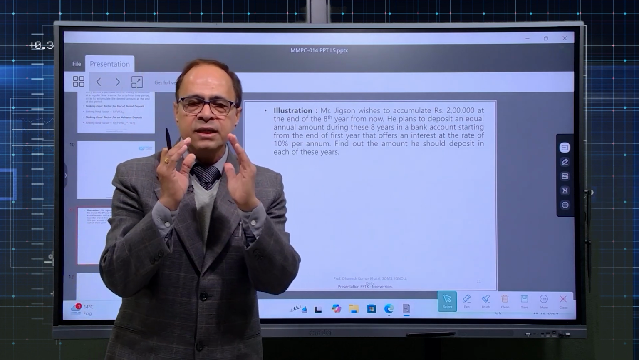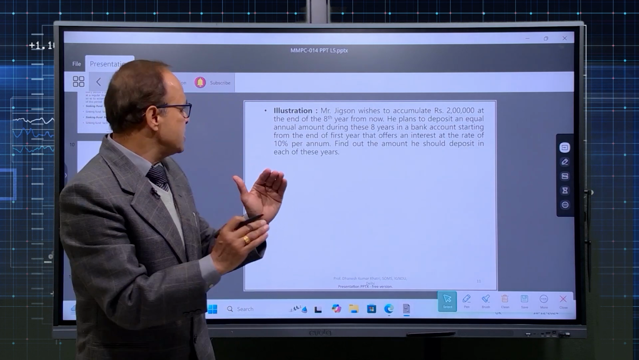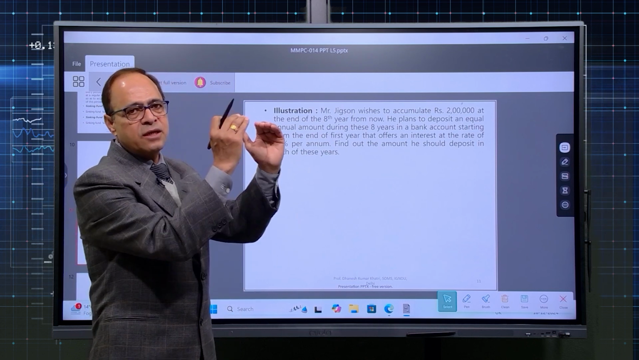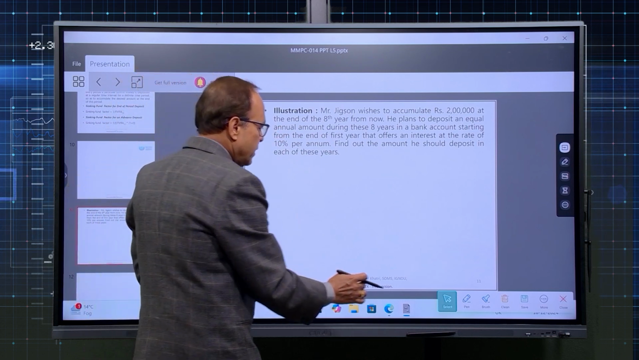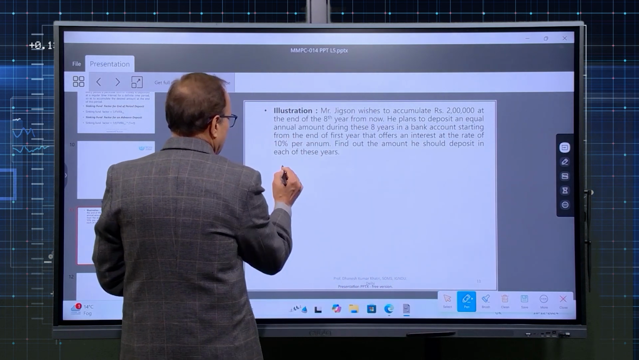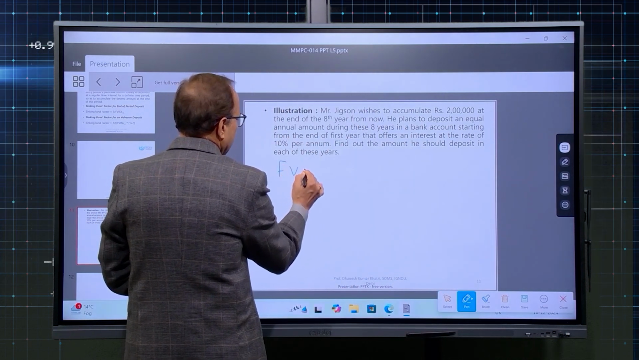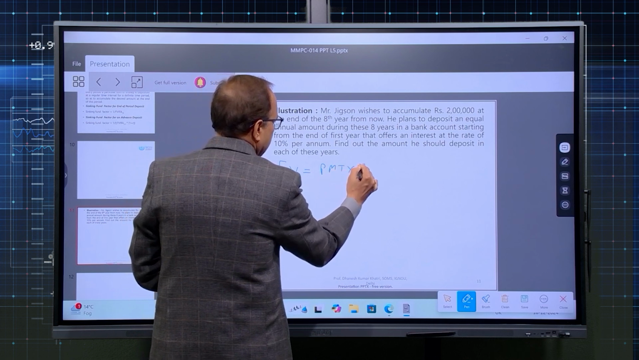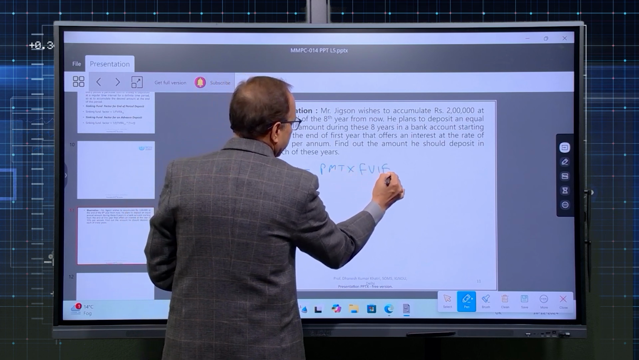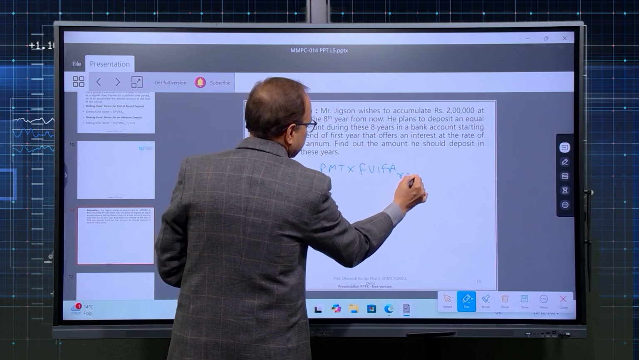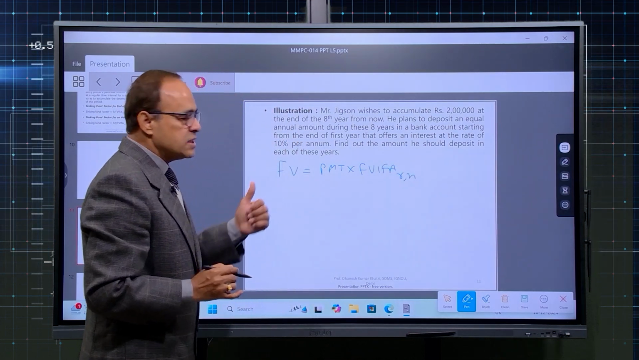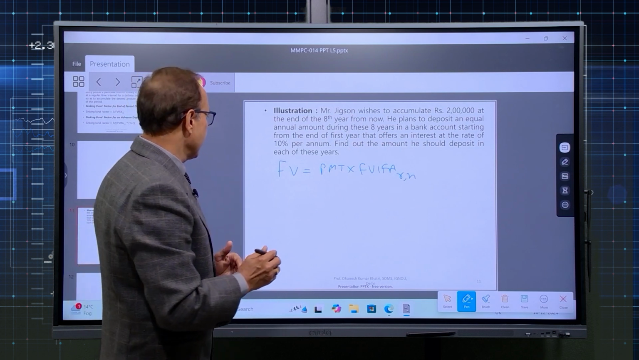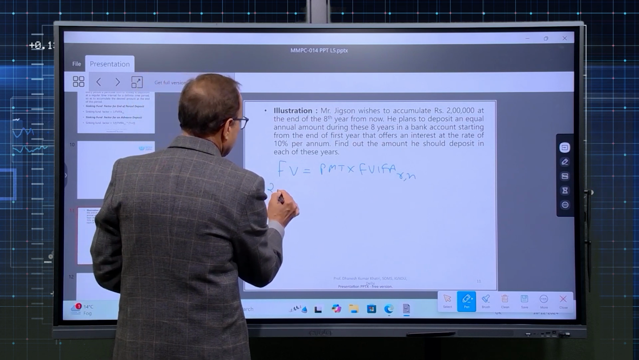So, he has already decided the corpus, how much he wants to have at the end of 8th year. That is basically the sinking fund corpus he wants at the end of 8th year. So, the future value of a regular annuity is PMT, or annuity amount, multiplied with FVIFA at a certain rate for nth period. In this case, future value is the corpus required at the end of the sinking fund duration. So, that is known to us, rupees 2 lakh.